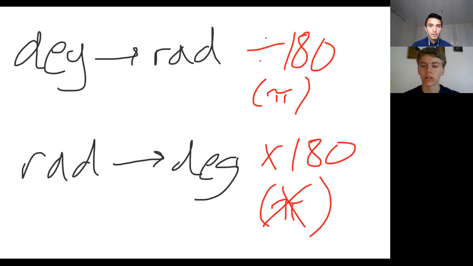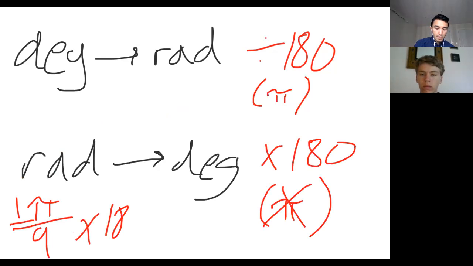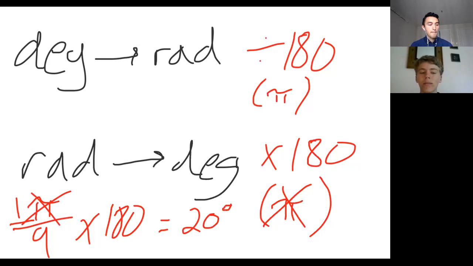Cool. Okay. So if we go backwards, pi over 9 times pi, well, if we multiply by 180, that gives us 20. And then we just get rid of the pi, and then we just add our degree symbol. But this is where math is annoying to me, because you can just say, okay, we're done with the pi.